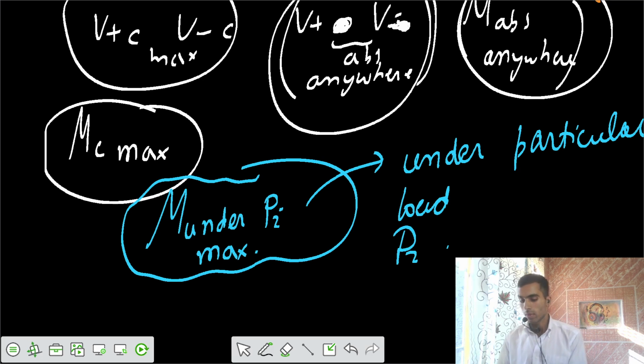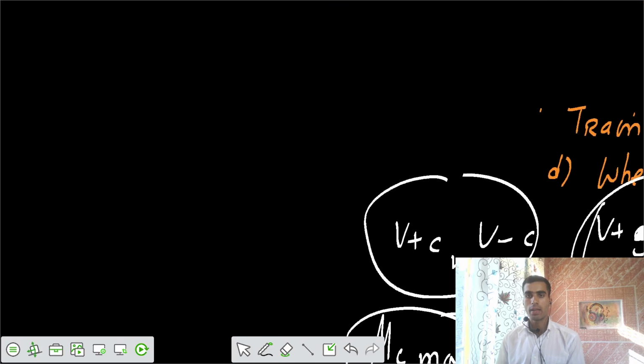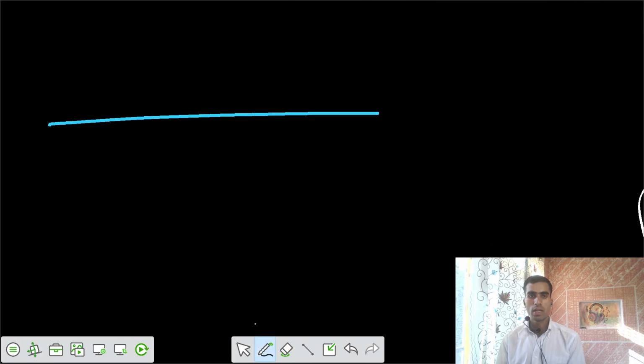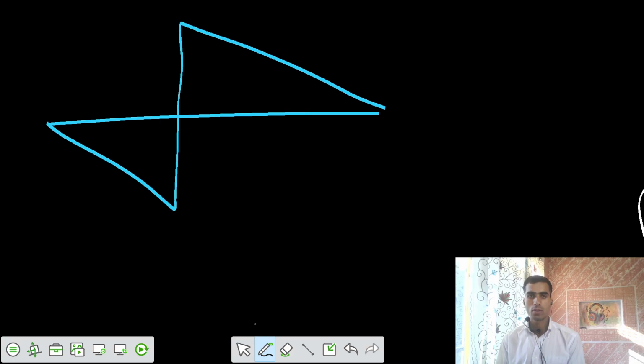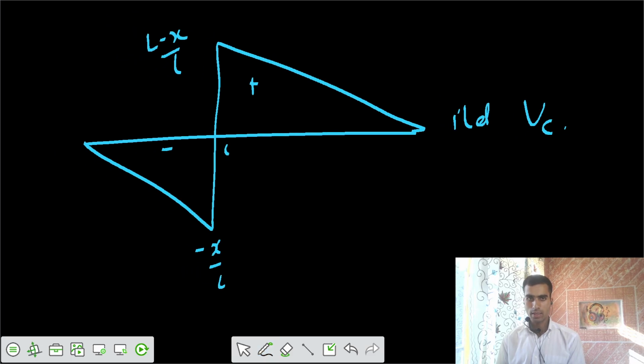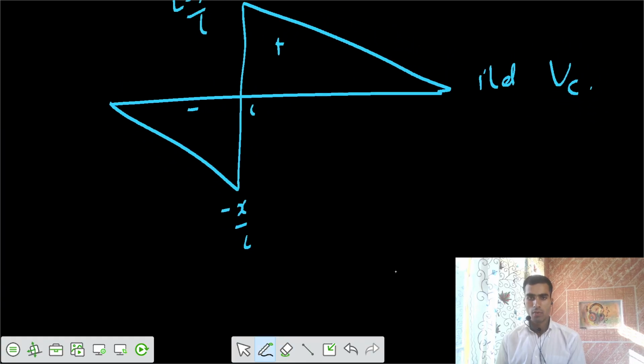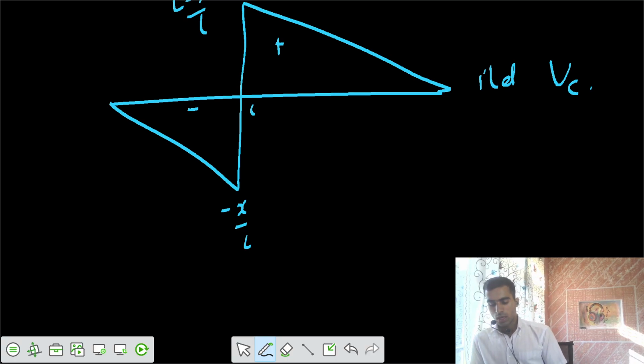Now, if you talk about the ILD for shear force, we already know that you have some beam. The ILD for shear force would be this way at section C. We have the value of minus x by L, and this one is L minus x by L, positive and negative. Now the thing is that we have different amounts of load, a train of loads.